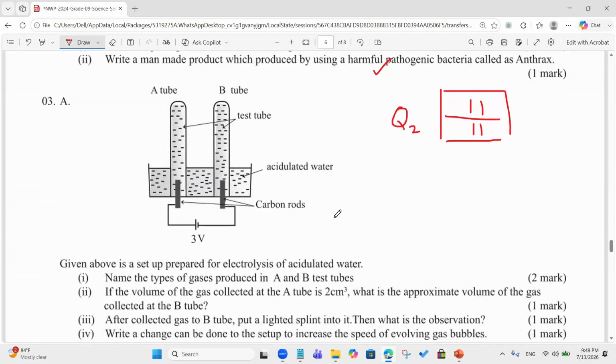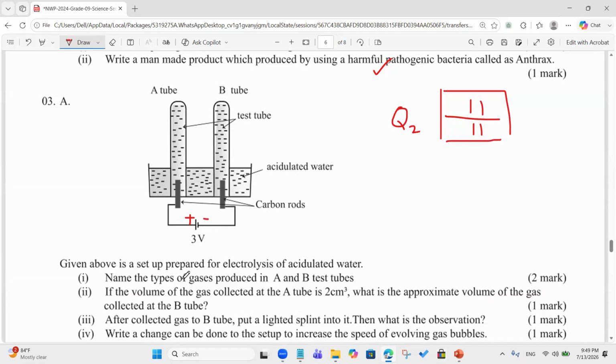Let's move to the third question. You are given a setup prepared for electrolysis of acidulated water. Name the type of gases produced in A and B test tubes. Yes. So here you see, use this one, Lamai, the power supply, and the positive terminal is connected to the electrode or the carbon rod of A tube, negative here, right?